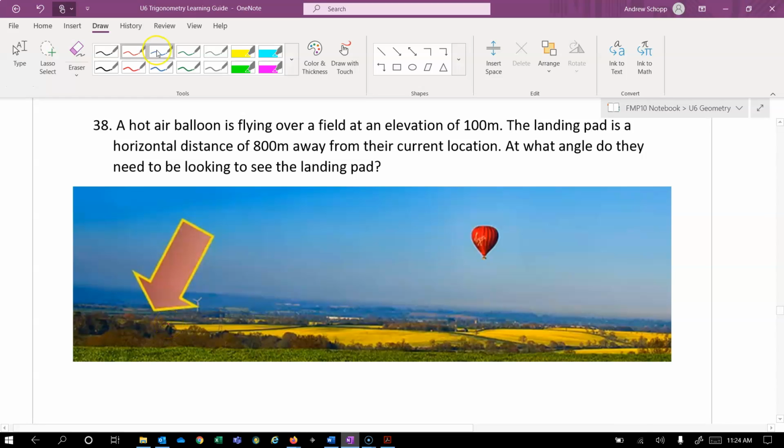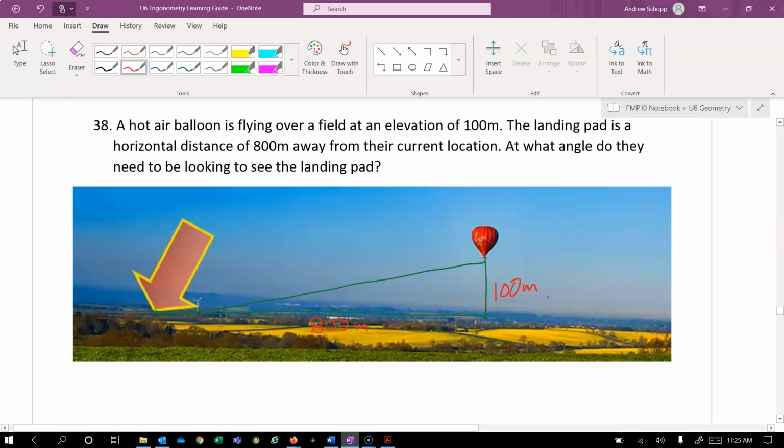So we can draw a line along here. Here's the landing pad. Oops, there's the balloon. That's probably a poorly drawn line. Let's go a little lower. Something like that. And this distance along the bottom here is 800 meters, the horizontal distance. Okay, horizontal, same as the horizon, should be flat. And they're at an elevation of 100 meters.